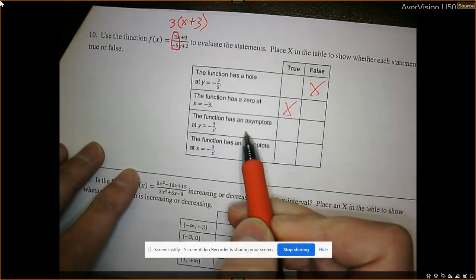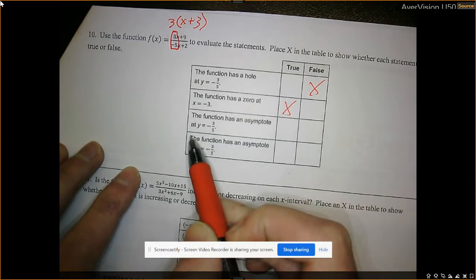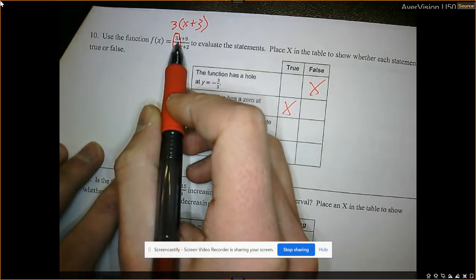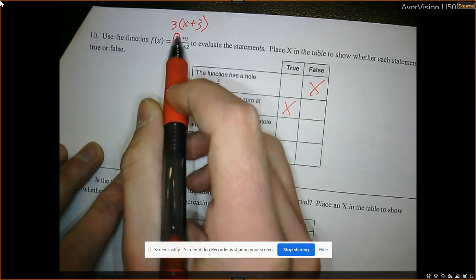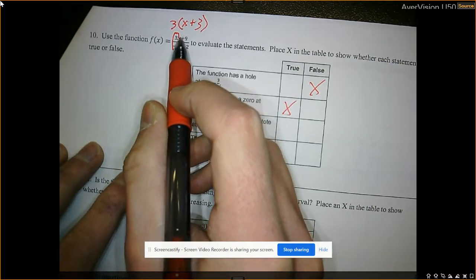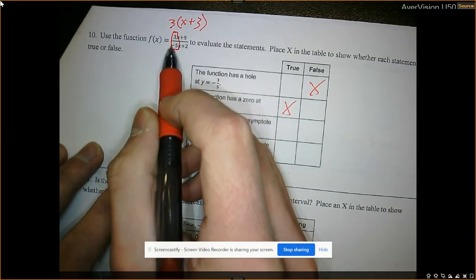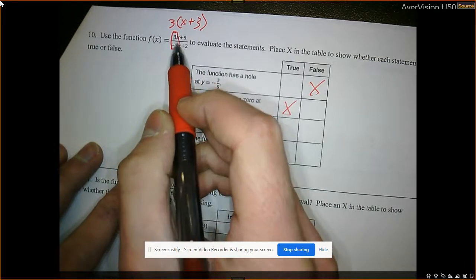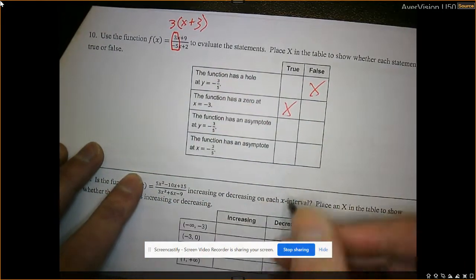Okay, the function has an asymptote at y equals negative 3/5. Yes, this is our horizontal asymptote. When you have the same degree on top and bottom, you take your leading coefficients, top divided by bottom, 3 over negative 5 is negative 3/5.